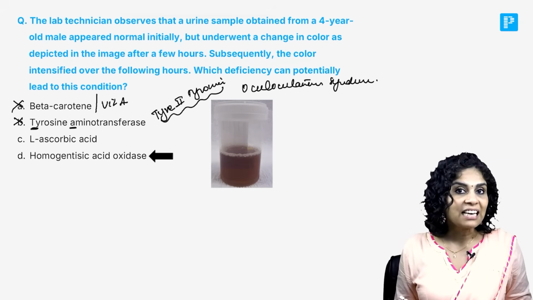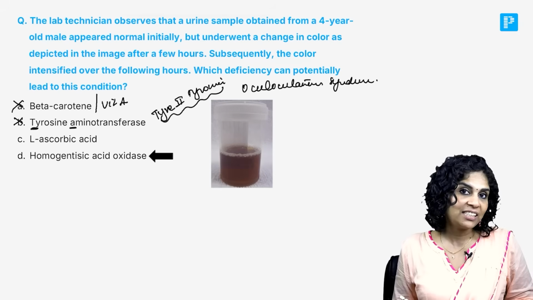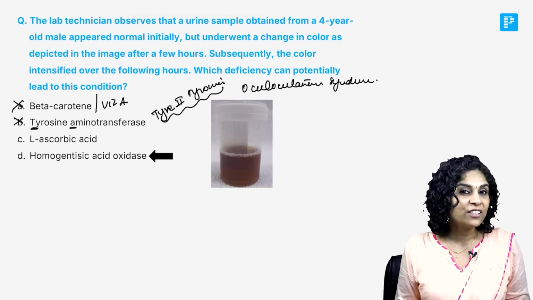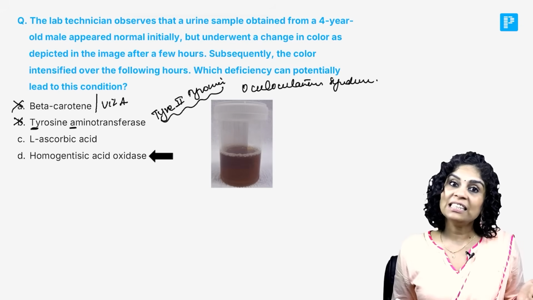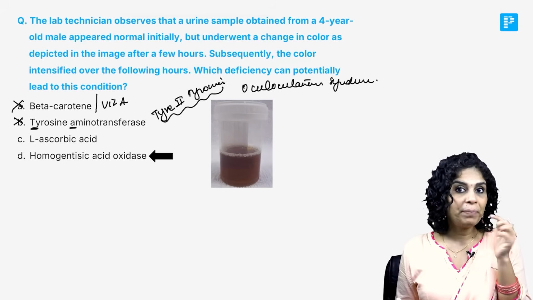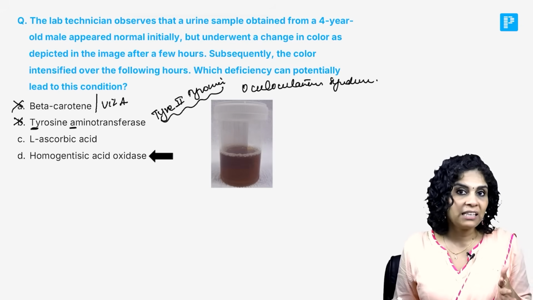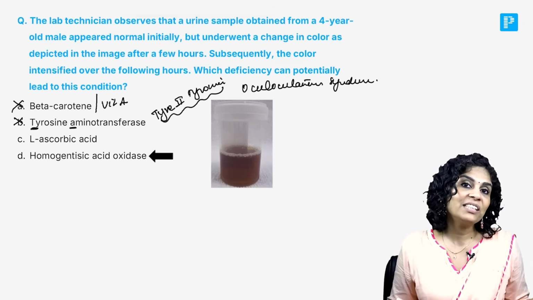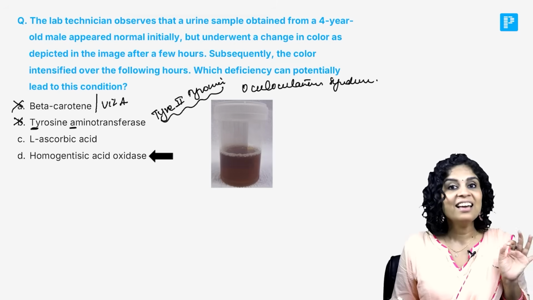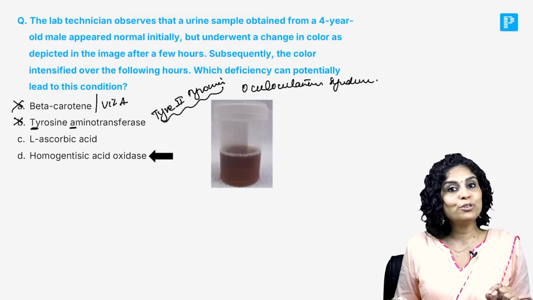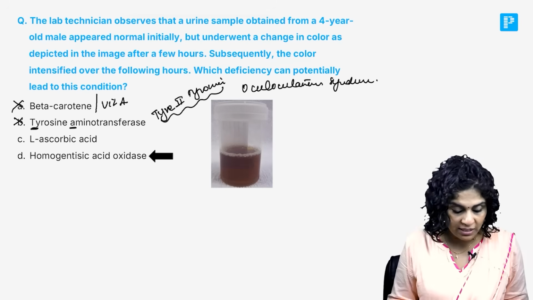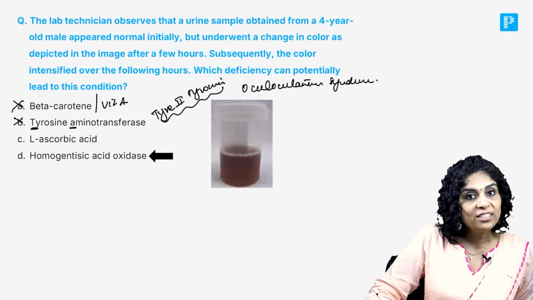How about choice C, ascorbic acid deficiency? We know vitamin C or ascorbic acid deficiency causes scurvy. What do you see in scurvy? Bleeding gums, petechiae, hemorrhages, joint pain. These are the manifestations that you expect whenever there is vitamin C deficiency. Hence, the answer is alkaptonuria caused by homogentisate oxidase defect. So the answer for this question is choice D.